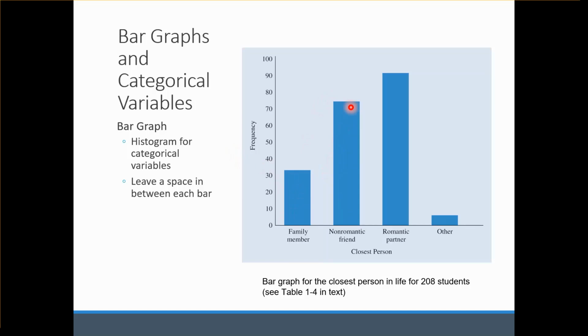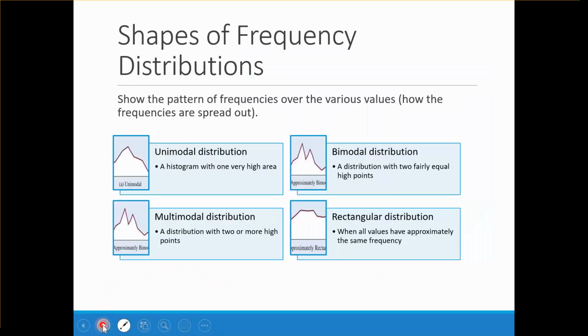70, maybe 75 said non-romantic friend. About 90 something said romantic partner. And about 5 people said other. So this is a histogram for categorical variables, and you leave a space between the bars.